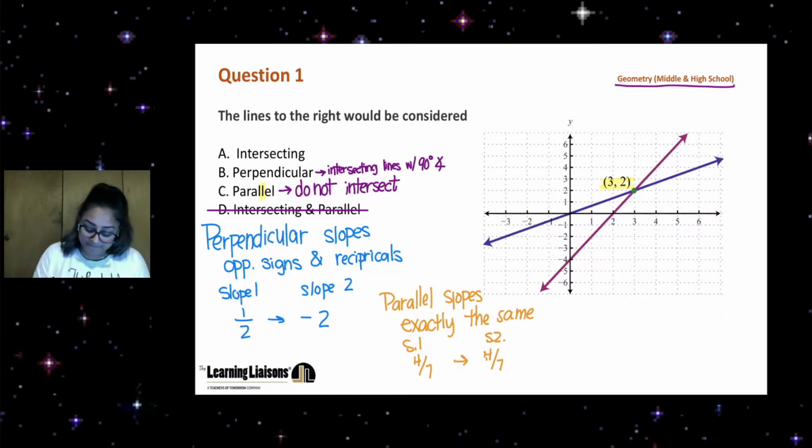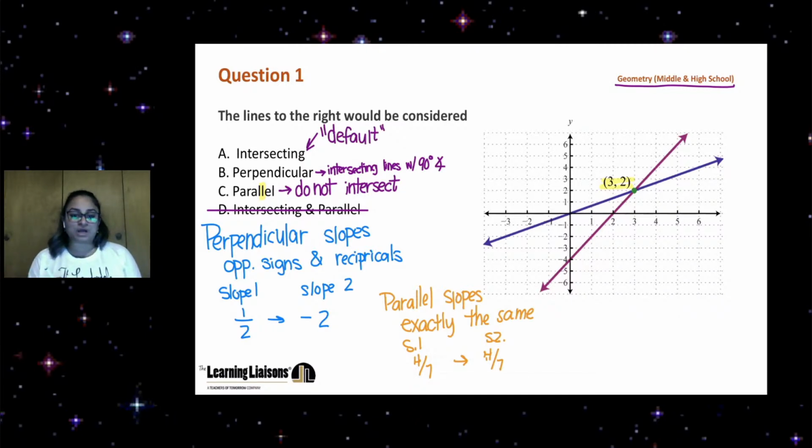And I'll tell you why. Intersecting slopes are simply not perpendicular and not parallel. So the cool thing about intersecting is if it is not perpendicular, it is not parallel, then it must be intersecting. So this is what I like to call the default, right? So if it's not the first two, then it must be this one. And it's very difficult to describe slopes any other way when we're talking about what they look like and they're doing stuff on a graph, right?